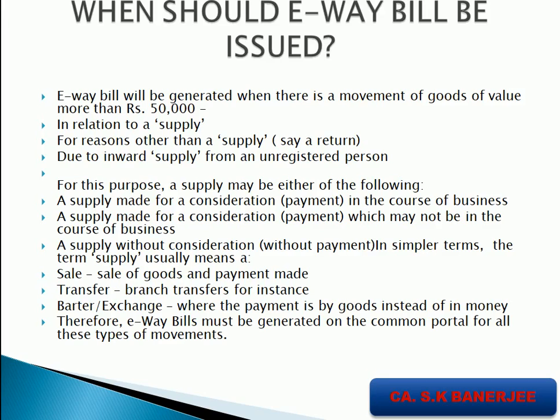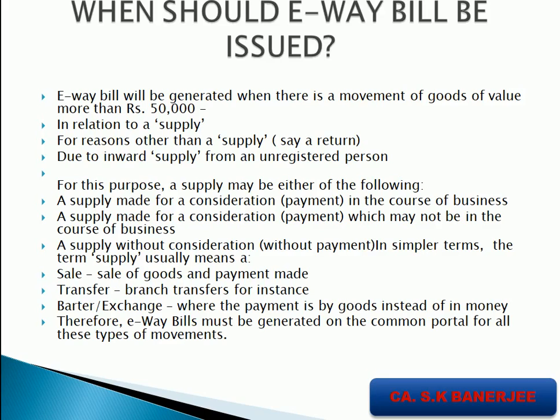Now, for the purpose of the e-way bill, what is a supply? Supply will mean a supply which is made for consideration, that is for a payment, in the course of business, or a supply made for a consideration which may not be in the course of business. So whether the supply is made for consideration in the course of business, or is not in the course of business also, you have to issue e-way bills. Also a supply without consideration, that is without payment.